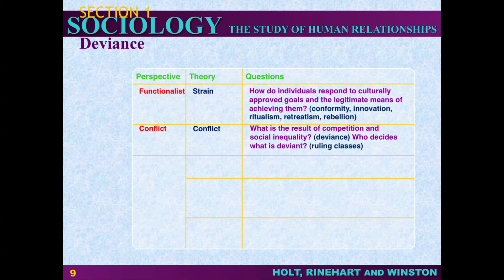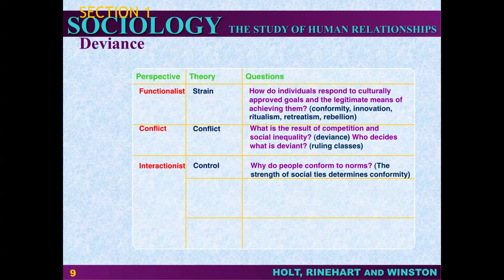The answer is deviance. Who decides what is deviant? It's those who make the rules, or the ruling class, who will decide what is acceptable behavior and what is not. And since they're the ruling class, they'll make the determination who is deviant and who isn't, or what is deviant and what isn't. With the interactionists, we have 3 different theories.